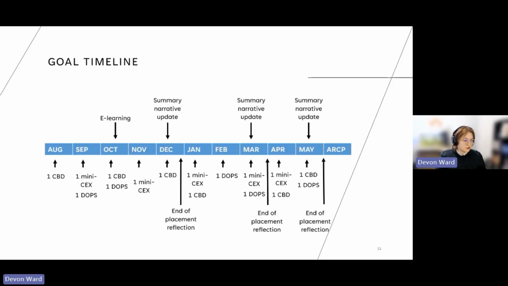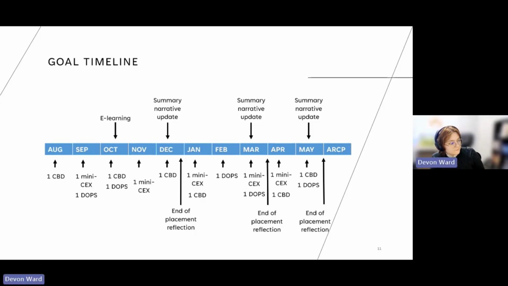And that should result in something that looks like this, very busy. What I'm trying to show with this is that if you're able to do little and often, there should be no period here where you're suddenly doing 4 CBDs in a month. That's a lot. But if you look at what I've put in September there, for example, a mini KEX and a DOPS, 2 SLEs in 1 month, that's once every 2 weeks. That's doable.